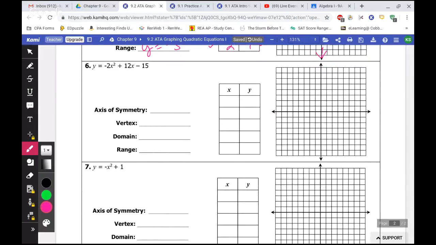Ish. All right. What is the B? Hold on just one second.